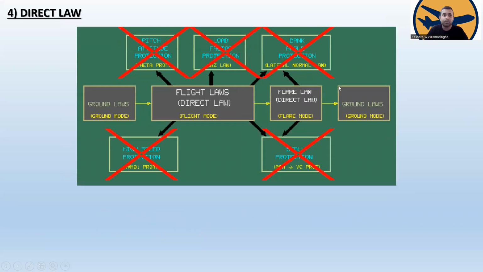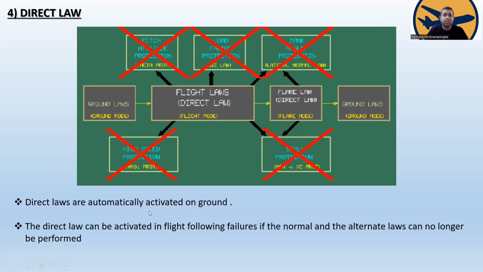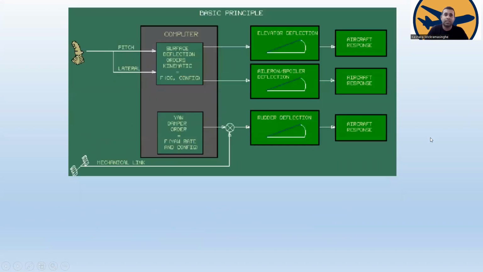Now is the direct law. You can see the direct laws are automatically activated on the ground. The direct law can be activated in flight following failures if the normal and the alternate laws can no longer be performed. Just remember it.